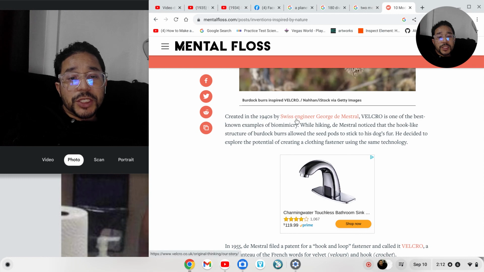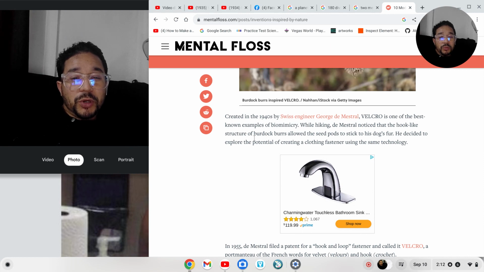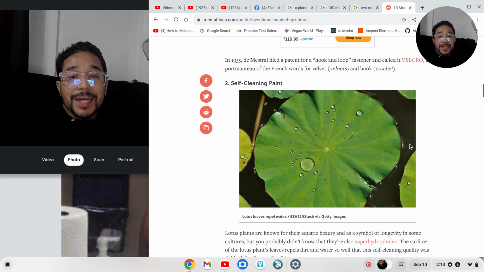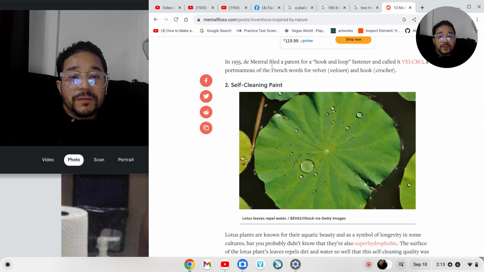Created in the 1940s by Swiss engineer George de Mestral, Velcro is one of the best known examples of biomimicry. While hiking, de Mestral noticed that the hook-like structure of burdock burrs allowed the seed pods to stick to his dog's fur. He decided to explore the potential of creating a clothing fastener using the same technology. In 1955, de Mestral filed a patent for a hook and loop fastener called Velcro, a portmanteau of the French words velour, velvet, and crochet, hook.